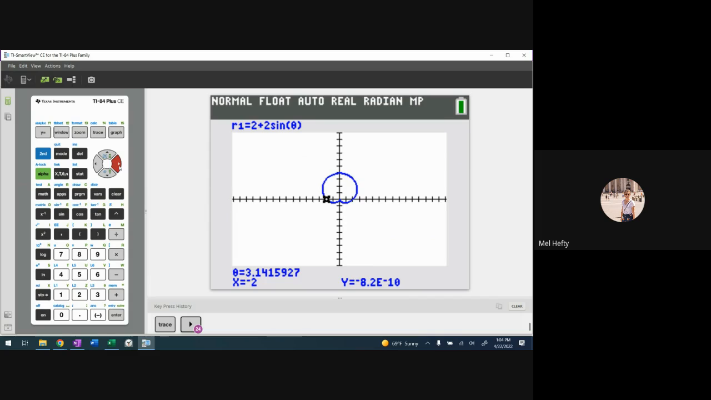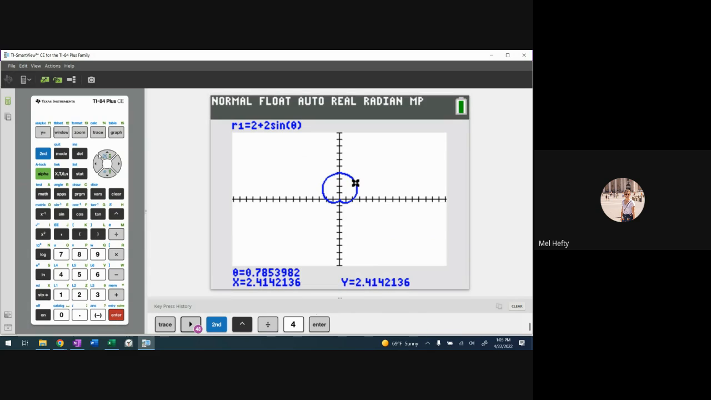All right. So there is pi. If we keep going around, there's 3 pi over 2. And this guy is 2 pi. I press trace and I'm just using the arrows. All right. For trace, you can also plug in numbers. So I could plug in some of the other numbers. I could see where I'm at pi over 4. Just keep in mind for trace for polar, you're always at an angle.